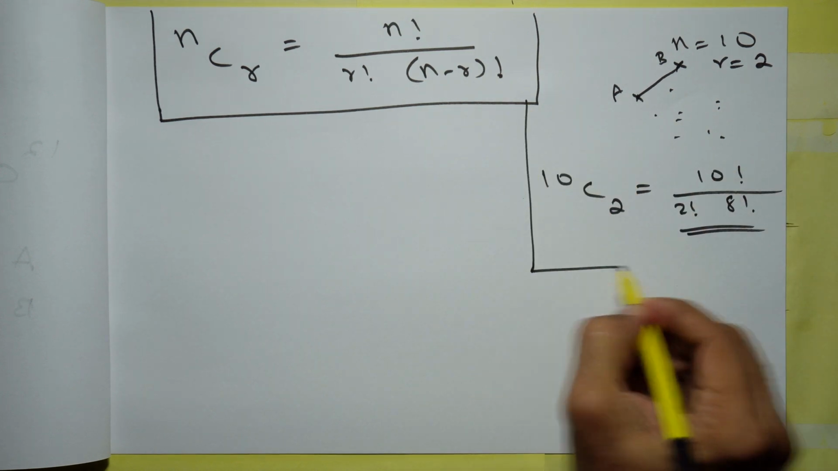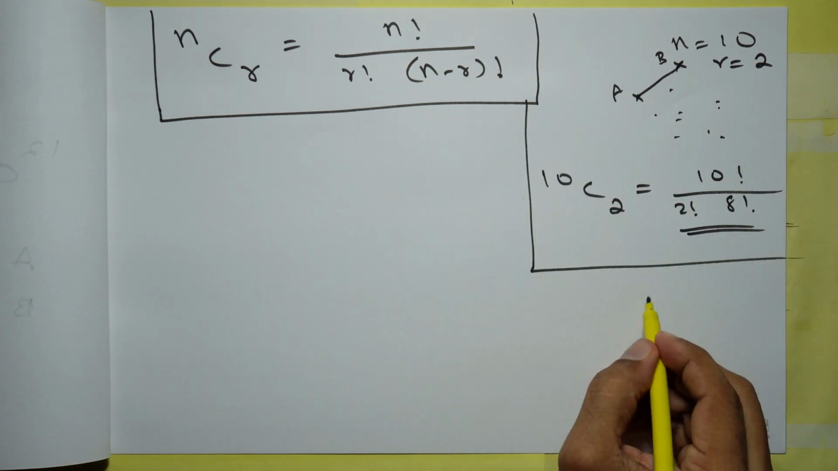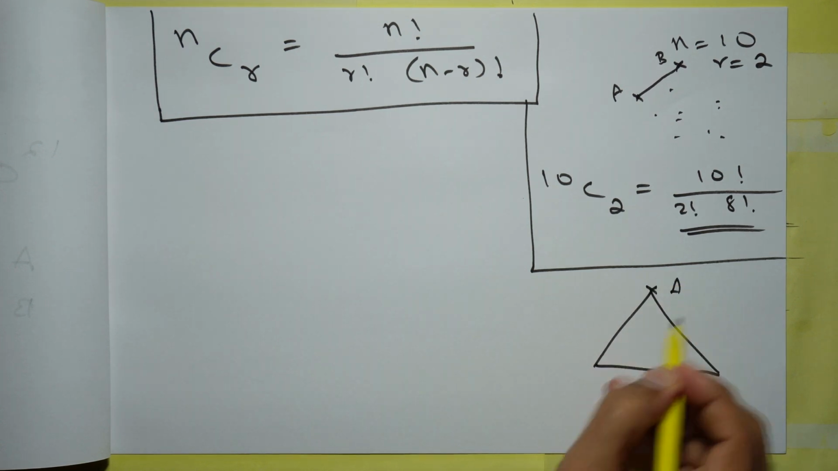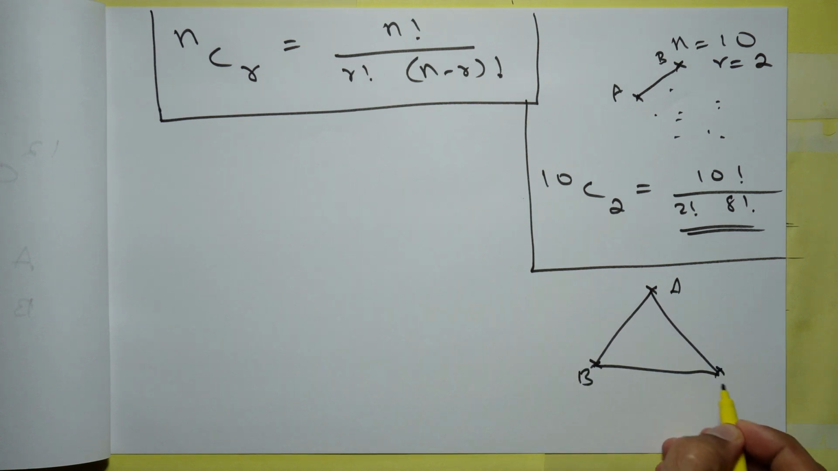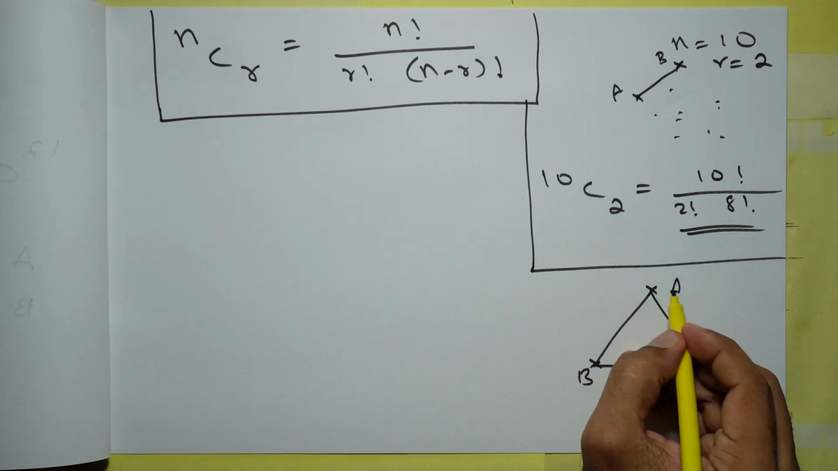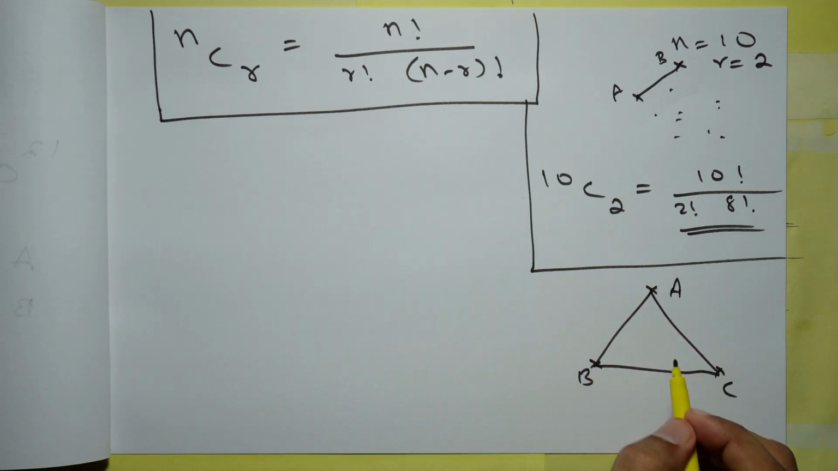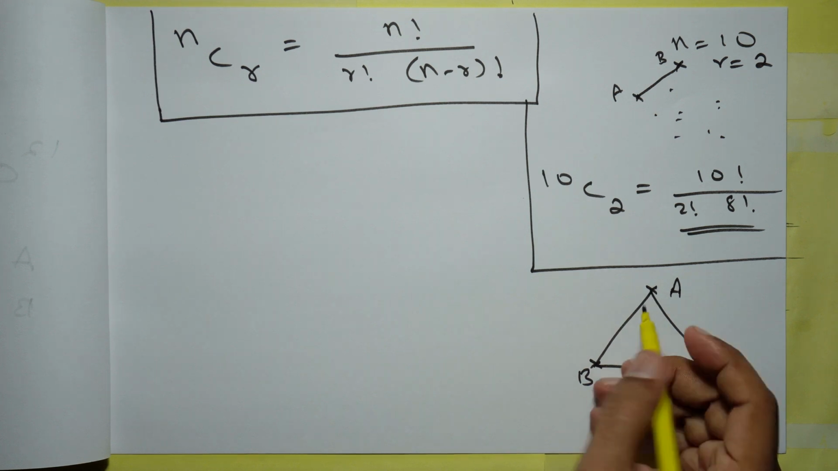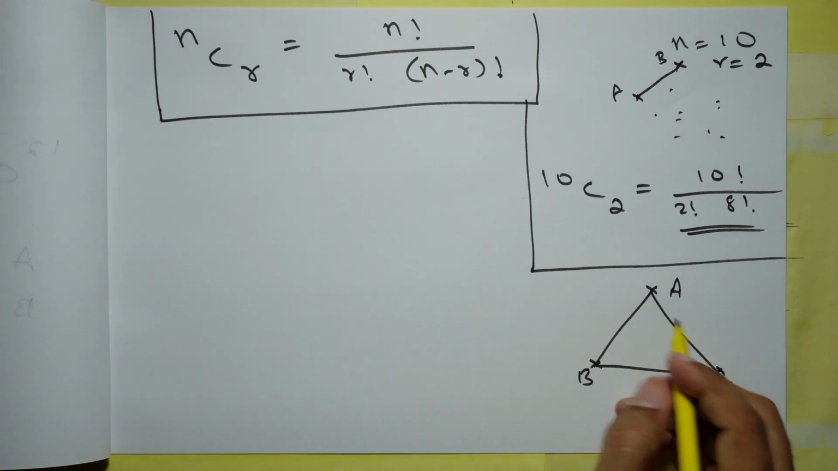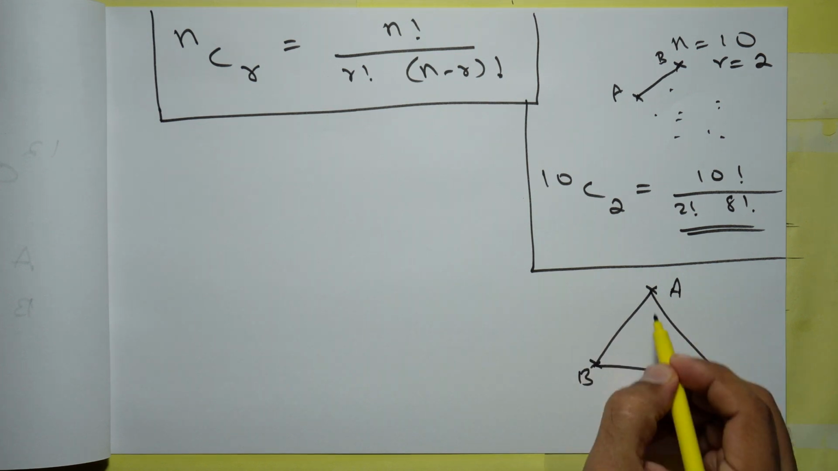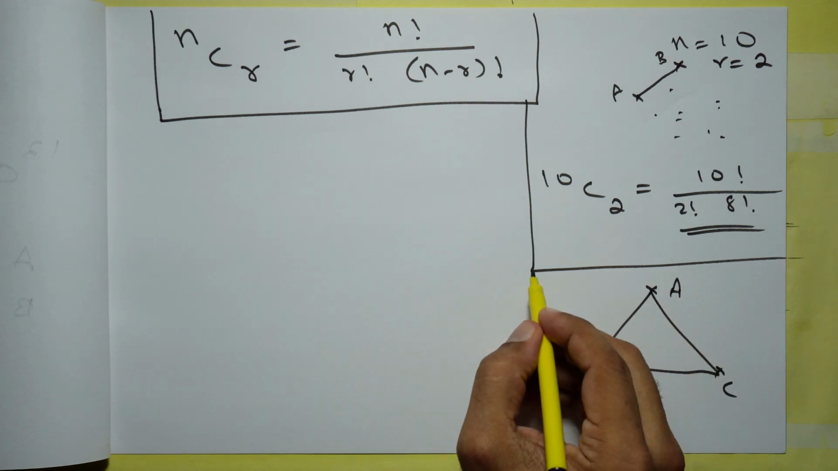Now let us look at some more examples. Let us say some points are given. How many triangles can be formed? Requirement for a triangle is 3 non-collinear points. From each set of 3 non-collinear points, you can get one triangle. So how many sets of 3 non-collinear points can you select? That many triangles are possible. So if the question is how many triangles can be formed, just find out how many sets of 3 non-collinear points can you select from the given points.